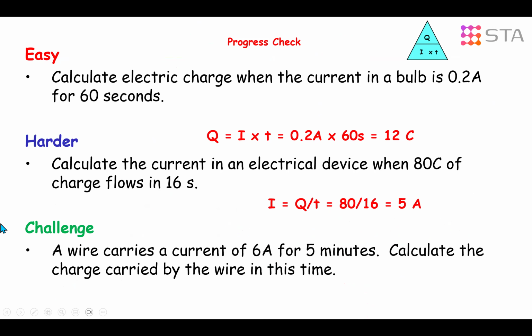So we have current is Q divided by T. That's 80 divided by 16, which gives you 5 amps.